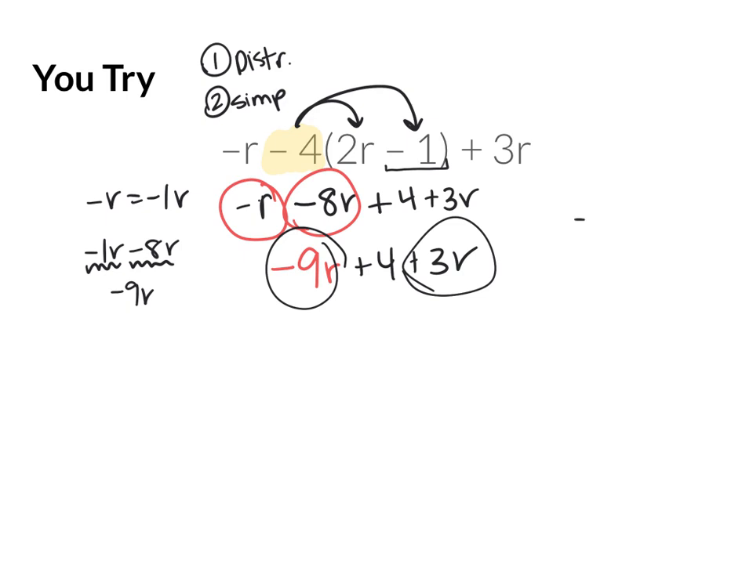If I have 9 negatives and 3 positives, since the signs are different, I subtract and keep the sign in front of the number, giving me negative 6r and 4 for my final answer.